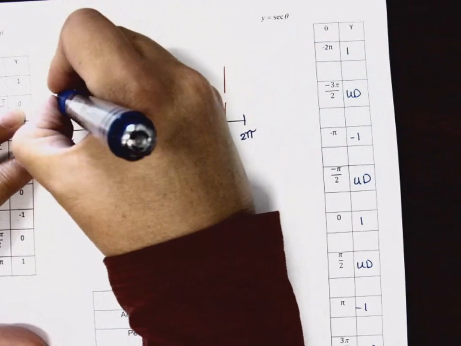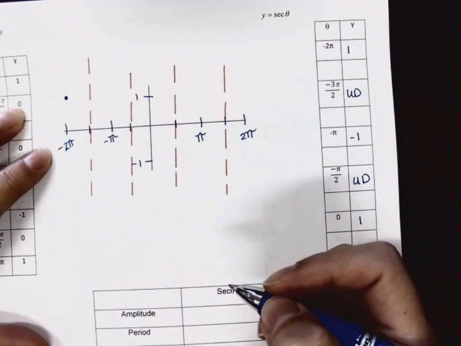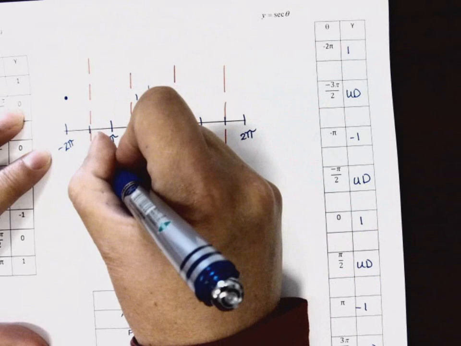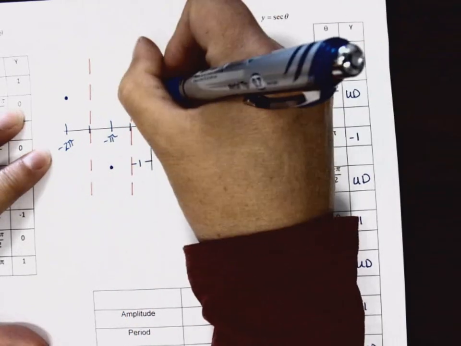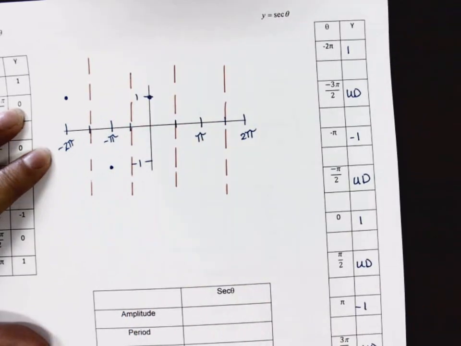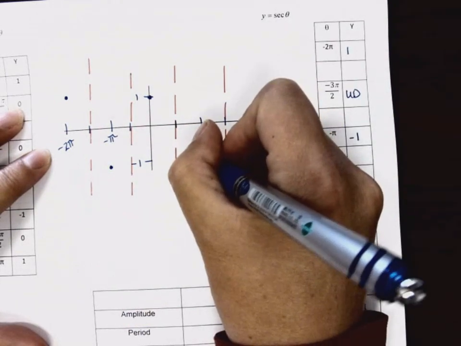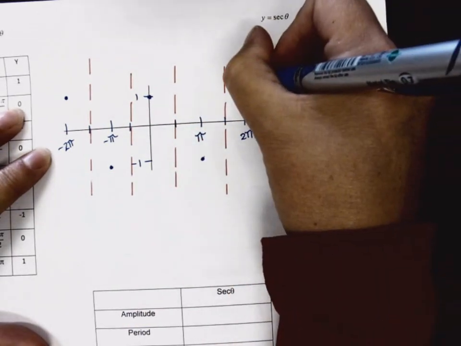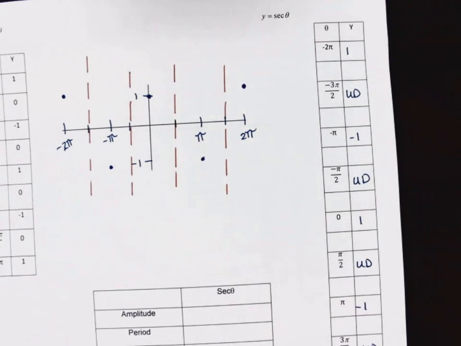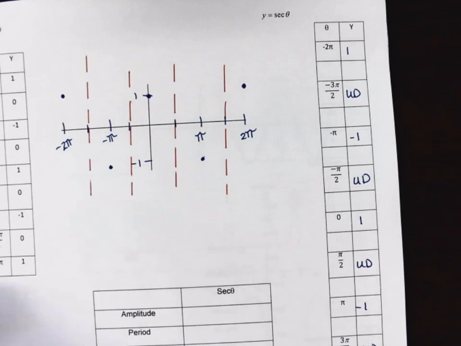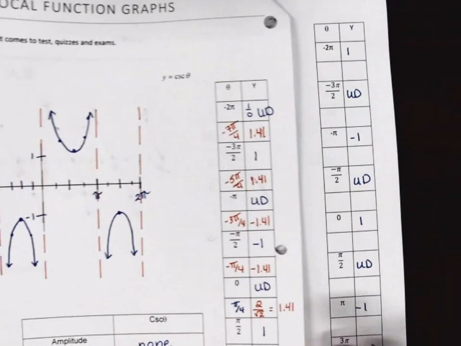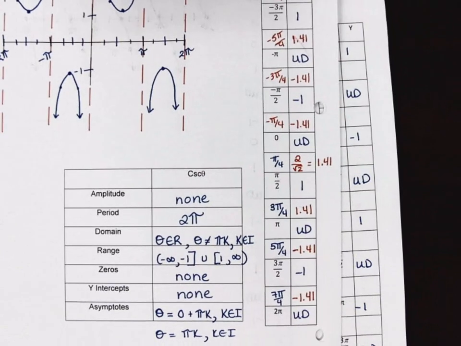Okay, at negative 2 pi, I'm at a positive 1. At negative pi, I'm at a negative 1. At 0, I'm at a positive 1. At pi, I'm at a negative 1, and at 2 pi, I'm back to a 1. All right, so again, we don't have enough information to do this. So what I'm going to do is use the same points I used on my sine table, because I think that's going to help me.